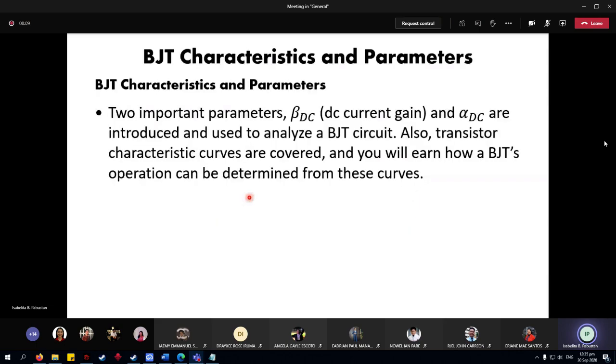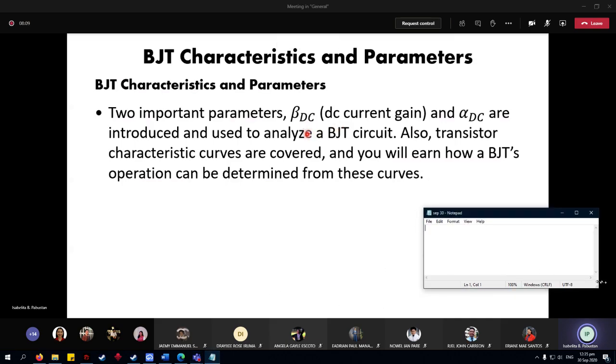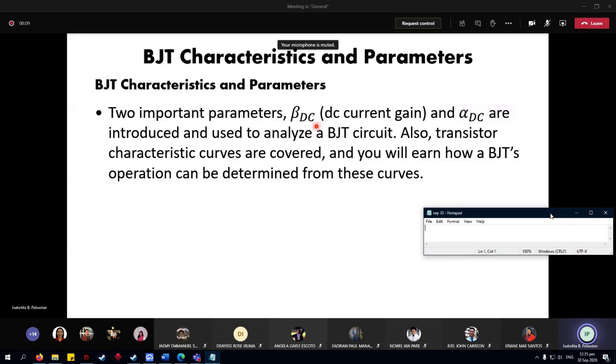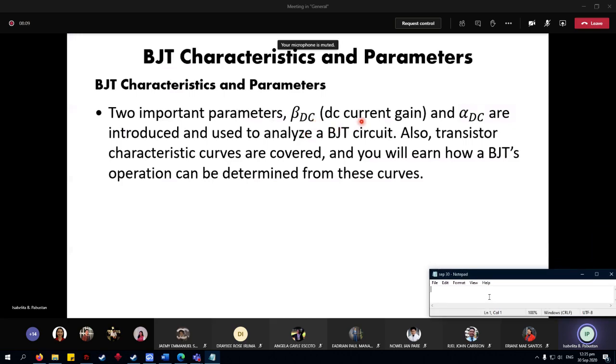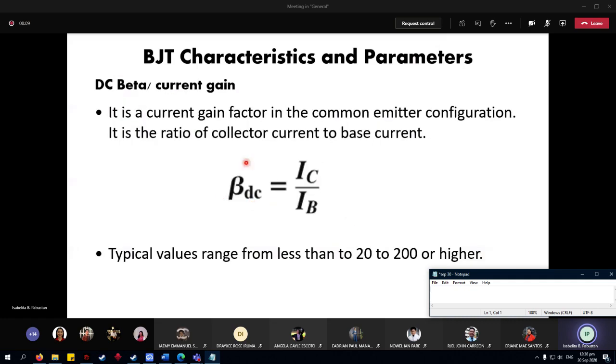Now, there are two important parameters of the BJT. You have the beta DC and the alpha DC. And they are current gains, or current ratios. The beta DC is your DC current gain, and then the alpha DC is a ratio of currents. The formula for beta is IC all over by IB.